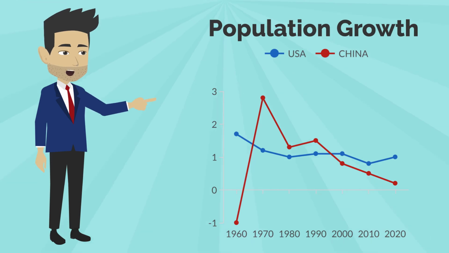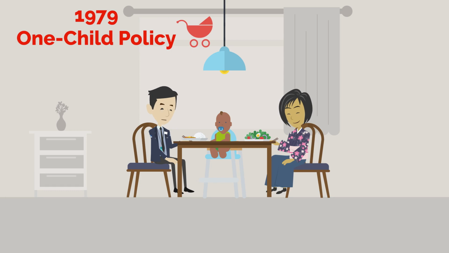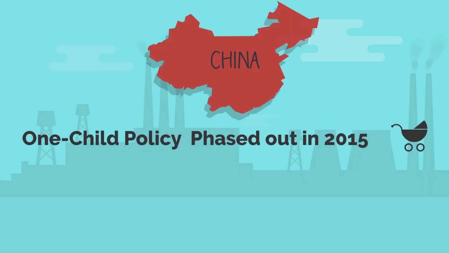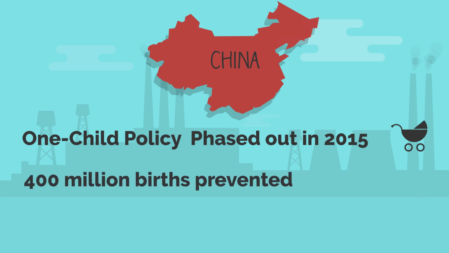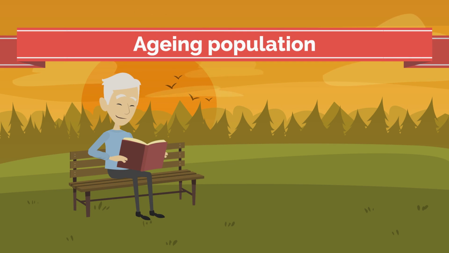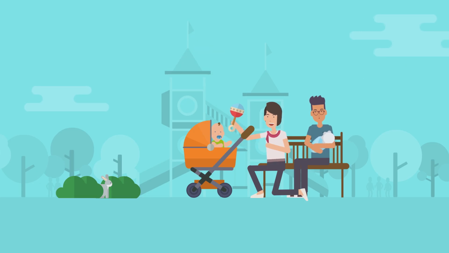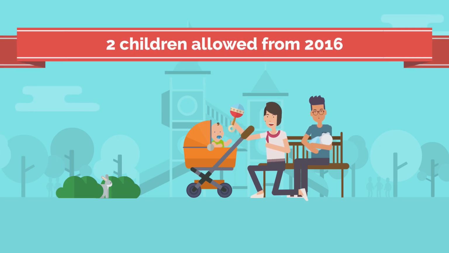To address concerns about overpopulation and limited resources, China introduced in 1979 the one-child policy. Most urban couples were allowed to have only one child. The policy remained in effect for several decades, but was officially phased out in 2015. According to the estimation of the Chinese government, 400 million births were prevented by the policy. In recent years, however, China has recognized the demographic challenges posed by an aging population and a shrinking workforce. In response, the government has gradually relaxed the one-child policy, allowing couples to have 2 children since 2016.